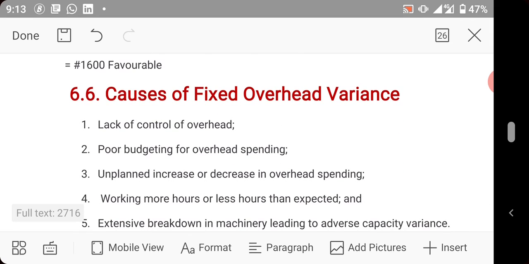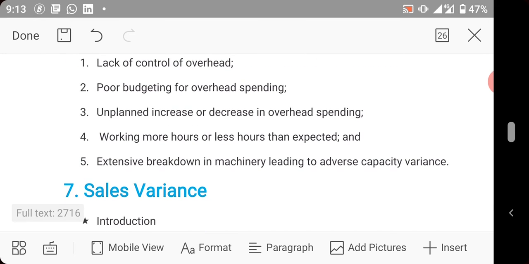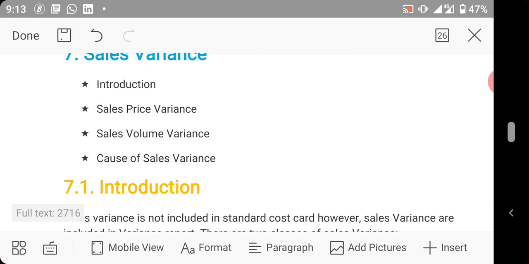So causes of fixed overhead variance: lack of control of overhead, poor budgeting for overhead spending, unplanned increase or decrease in overhead spending. So we'll now look at sales variance. Sales variance is actually not part of the standard cost card. So sales variance arises from two things, and they are sales price variance and sales volume variance.